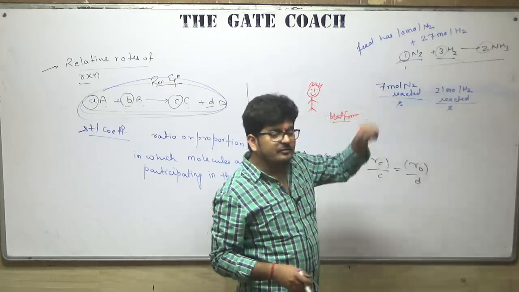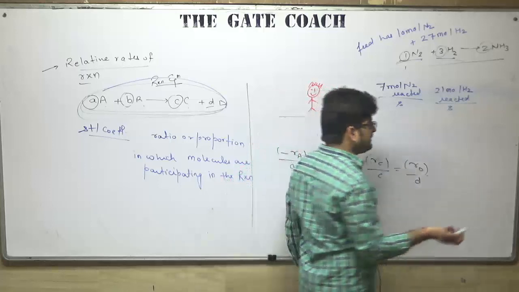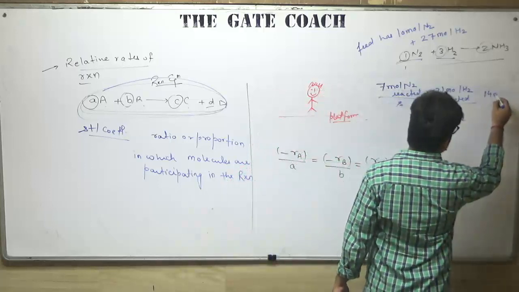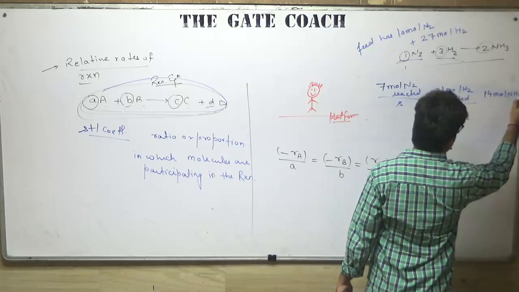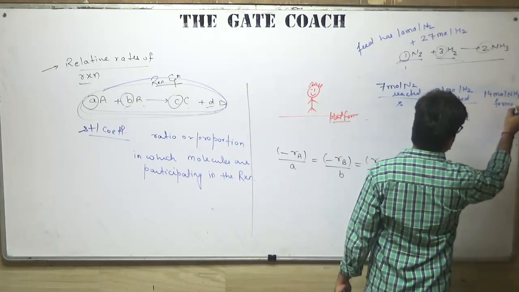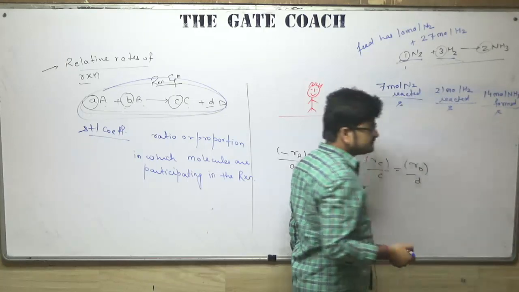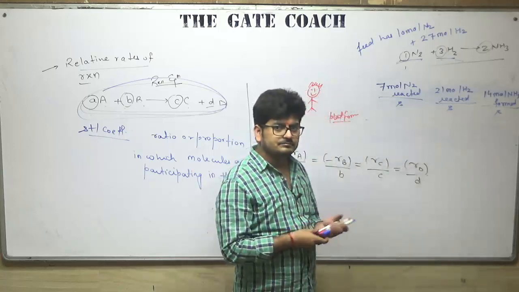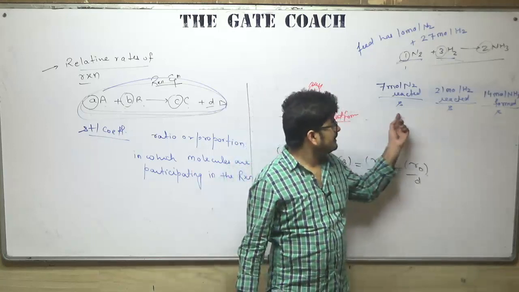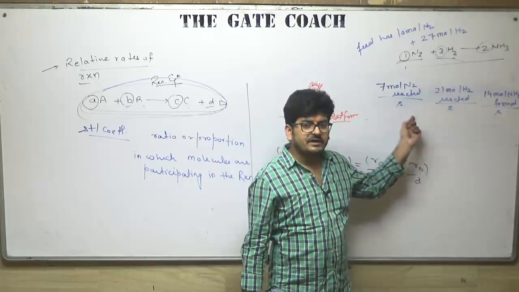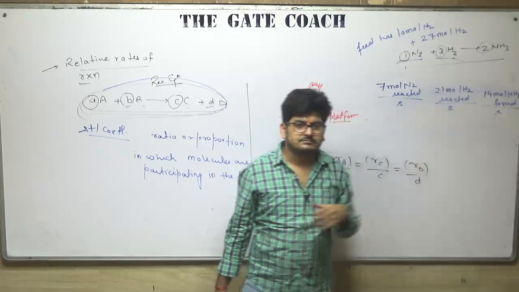1 mole nitrogen gives 2 mole ammonia. So 7 mole nitrogen will give 14 mole ammonia per second. Now see, the rate of each component is different.